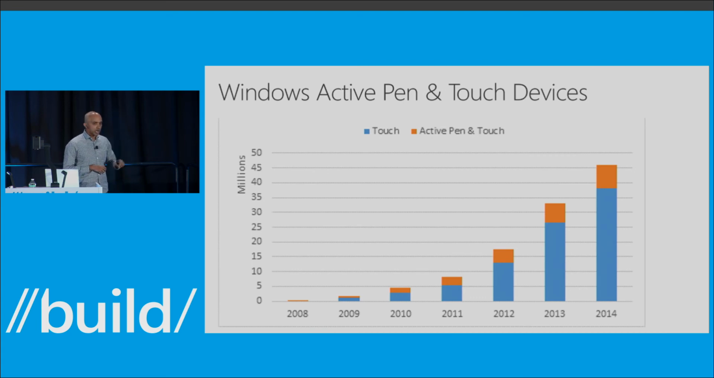The chart on this slide shows the incredible growth of these devices in the market. Over the last 3 years, we have seen a 50% year-over-year growth of devices that support touch and pen. And so today, there are more than 50 million devices ready to run your apps and give users the best experience with pen and inking.